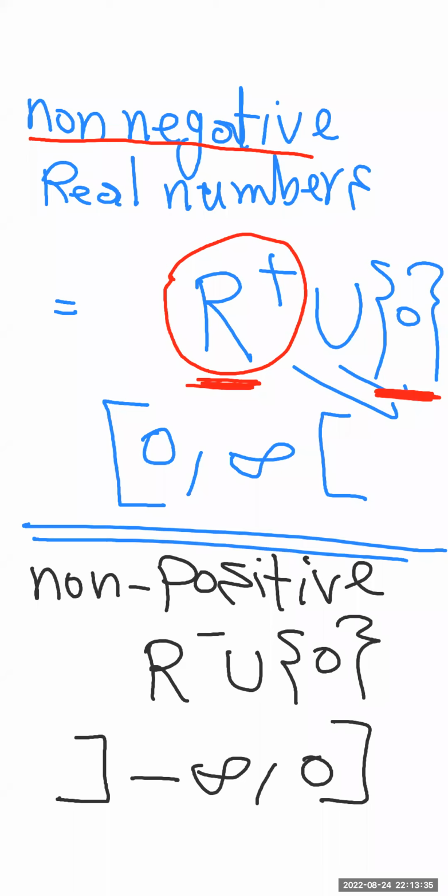Now I'm going to start from 0 plus all positive real numbers. So start from 0 till positive infinity, 0 included, then closed from the side of 0, and infinity always opened.